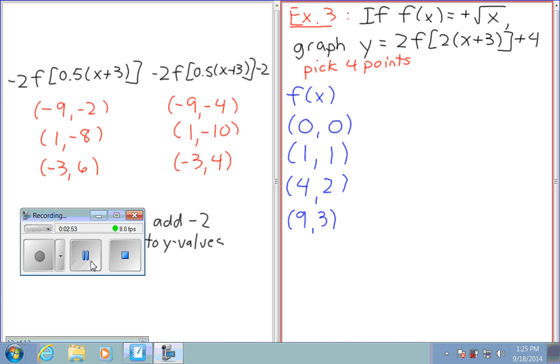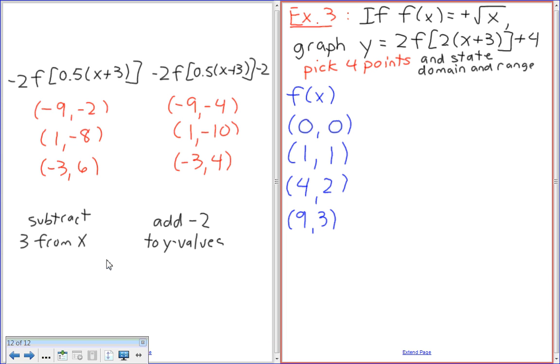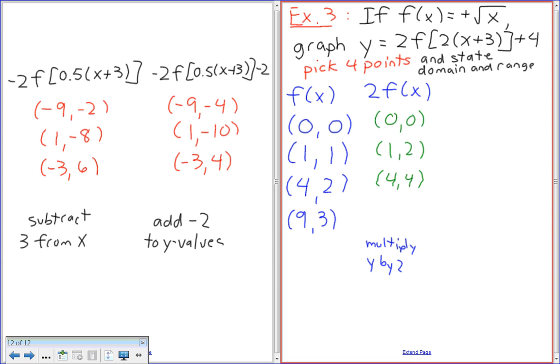Okay, but I'm going to go through this as quickly as I can. We're going to start with 2f of x. Actually, I'm not going to go that fast. First thing, what does the 2 mean, please, on 2f of x? Yeah, multiply y by 2. Okay, so it's going to be 0 and 0, 1 and 2, 4 and 4, and 9 and 6.